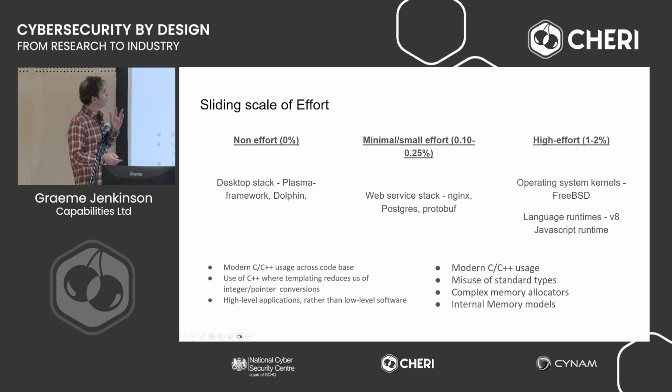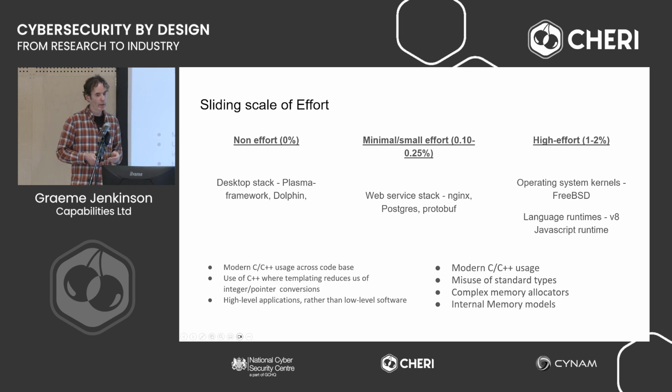More generally, we think of there being a sliding scale of effort. Some things are no effort at all. You just recompile them and it's all done. Some things like the web service stack we see in this kind of minimal small effort range. And the vast majority of software is going to be somewhere in this range of no effort, minimal effort. And then on the far right, we've got the much more disruptive things like language runtimes, things like operating system kernels.